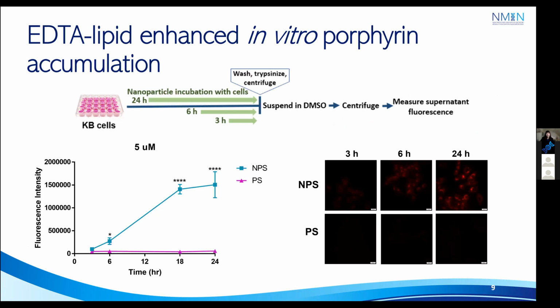And to investigate the effect of EDTA on porphysome accumulation in vitro, you can see above an overview of the experimental workflow to quantify the uptake via fluorescence in KB cells. And if you look at the graph on the bottom left, you can see that NPS had the highest intracellular uptake compared to porphysomes at all time points, and it has significantly higher uptake occurring after 6 hours of incubation.